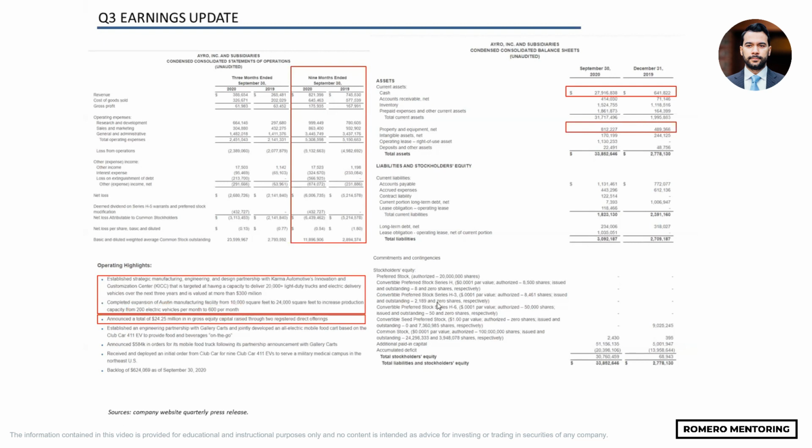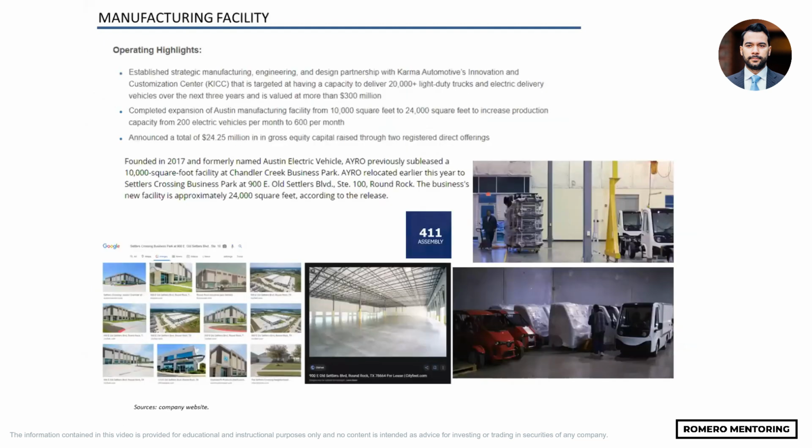Now, let's look also at the manufacturing facility. They provide a video on their website where they walk you through it, giving you a tour. I also went on Google and did some searching just on the location. And you can see right here that their location is actually in Austin. They previously were subleasing a 10,000 square foot facility. And now they relocated this year to Settlers Crossing Business Park, 900 East Old Settlers Boulevard. This is approximately 12,000.